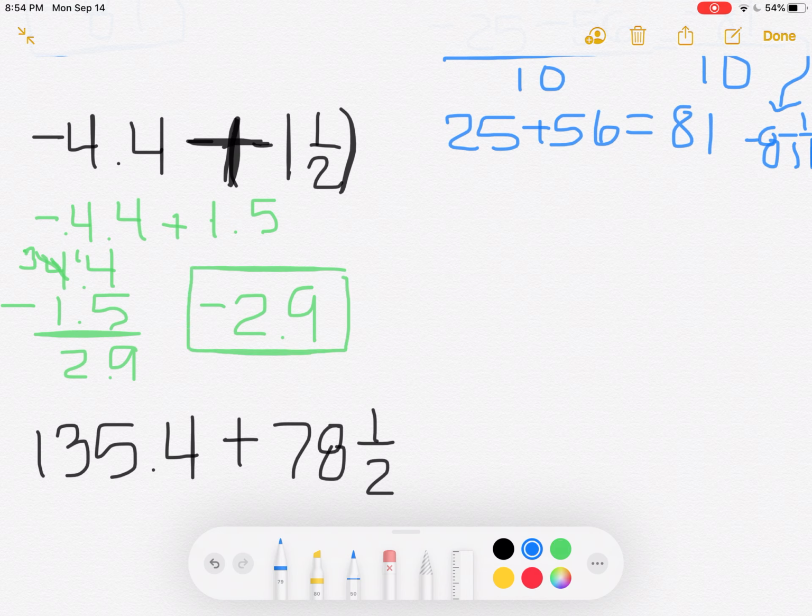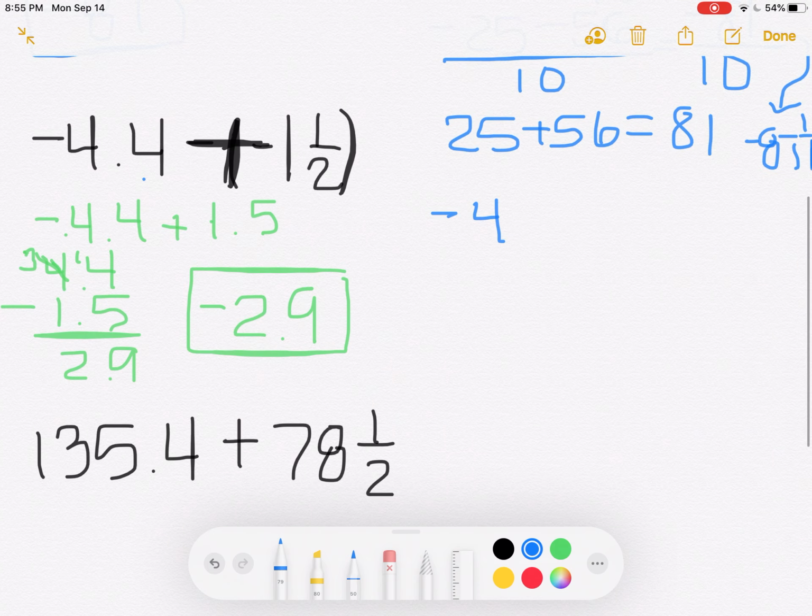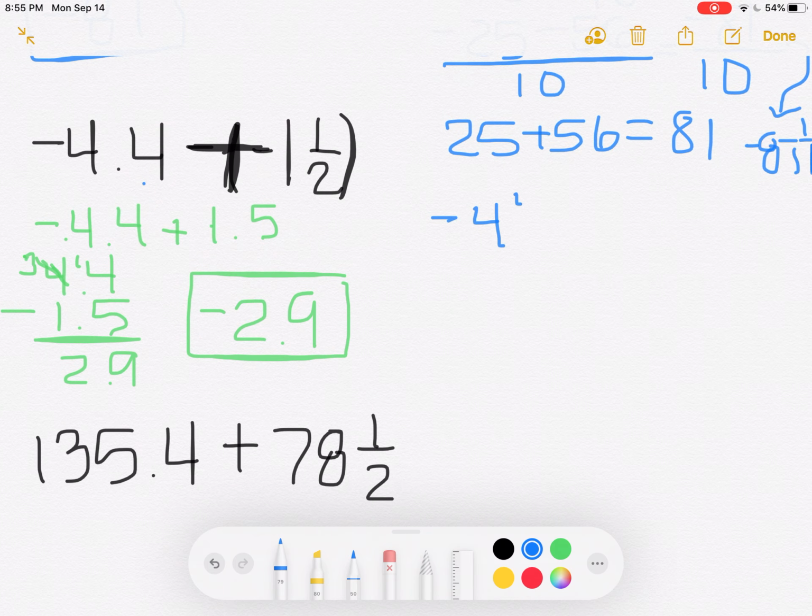Looking at using fractions, we have negative 4, and we could write 0.4 a few different ways. We could write it as 4/10, right? 0.4 is 4/10. Or we could write this as 2/5 as well. So whatever you like. I'm going to write it as 4/10 for simplicity's sake. And we have plus 1.5.